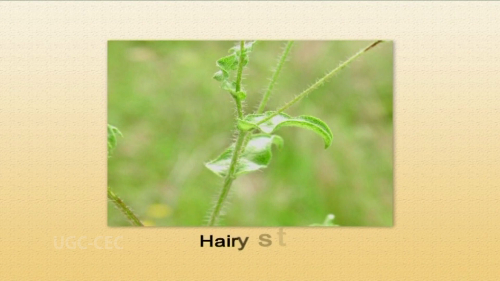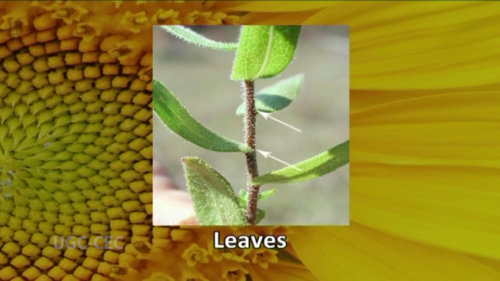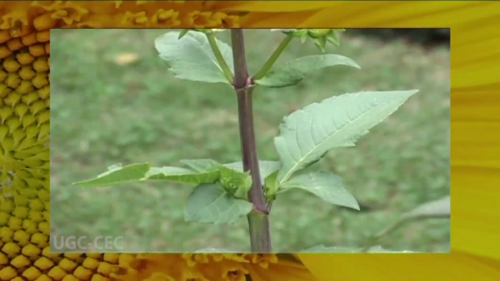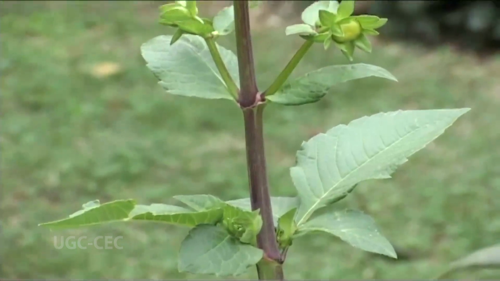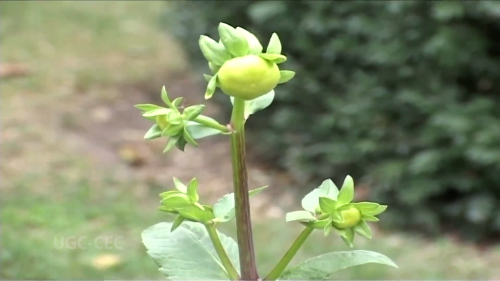Stem is usually hairy. The hairs are diverse. They can be simple or they can be even branched. When branched, they assume various shapes. Now, the important character, that is the leaves. The leaves are usually alternate and spiral. Rarely they can be opposite. Example here is dahlia. Mostly the leaves are exstipulate, that means without stipules.